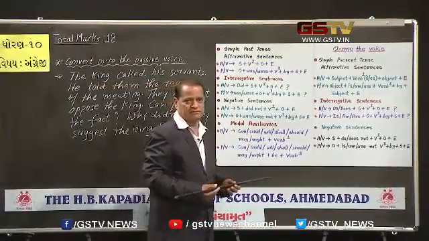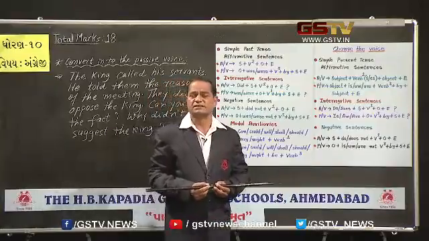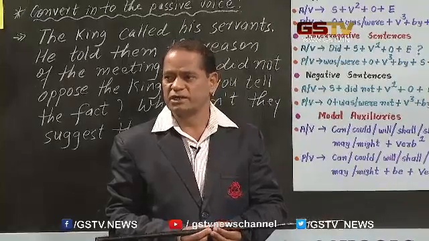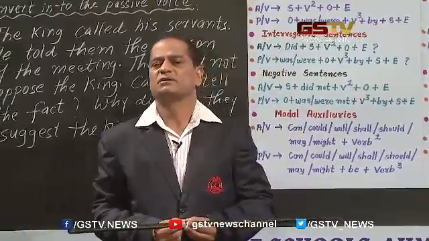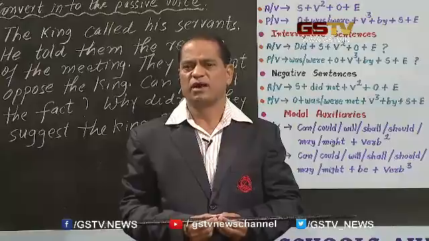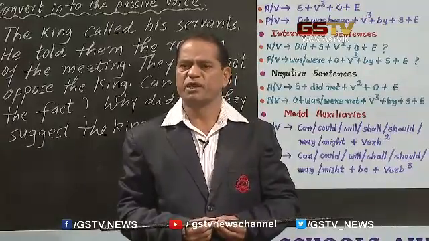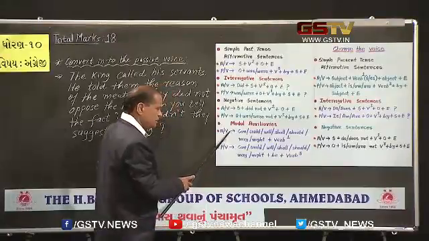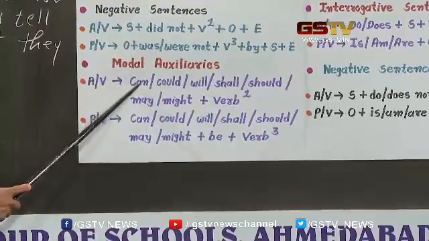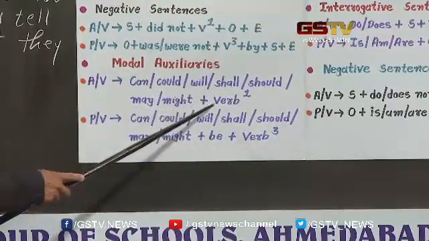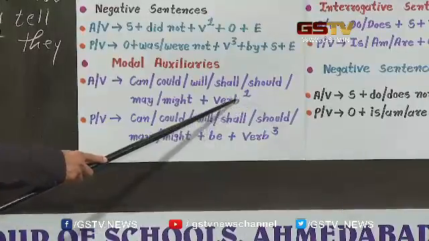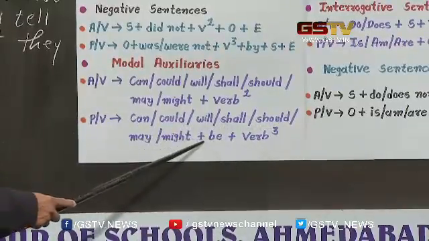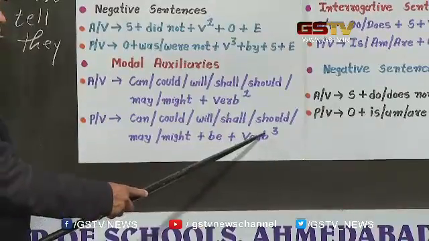In the case of modal auxiliaries, many students are seen making mistakes. They apply be wherever they like, which is not advisable. You have to use be before the verb; where the main verb is given, convert the main verb into past participle and apply be before that. In active voice: can, could, will, shall, should, may, might plus verb original form. If you convert that into passive voice, you have to use can, could, will, shall, should, may, might plus be plus past participle of the verb.